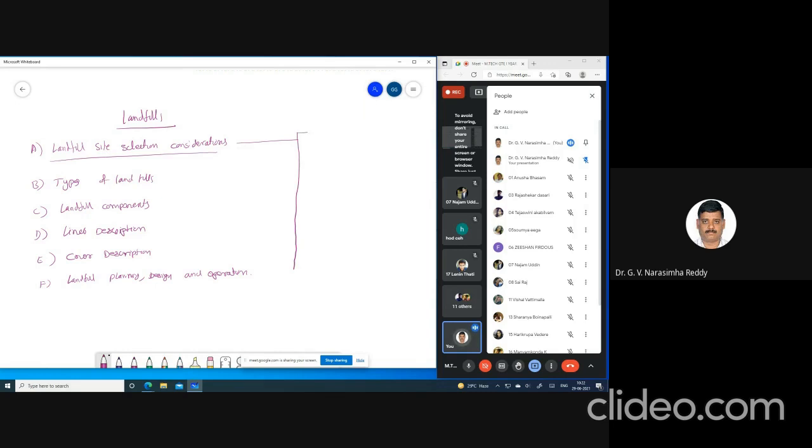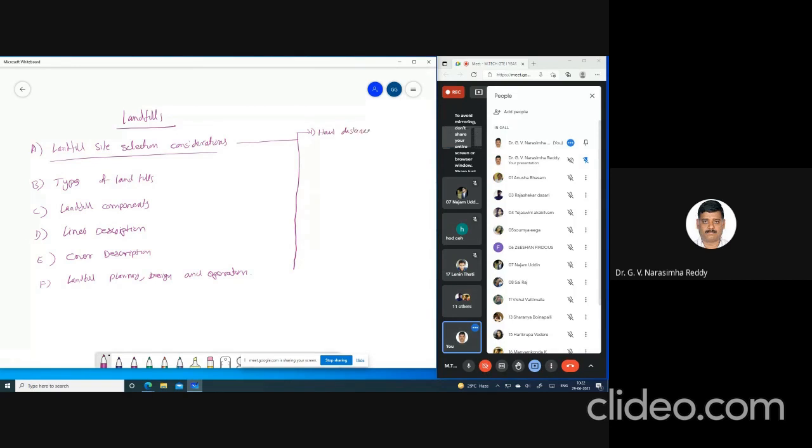All around the city, you will have sites. Which one will you select? Let's say if you select a site which is 100 kilometers away, is there any problem? Transportation problem will be there. Yeah, so that's why you need to calculate.